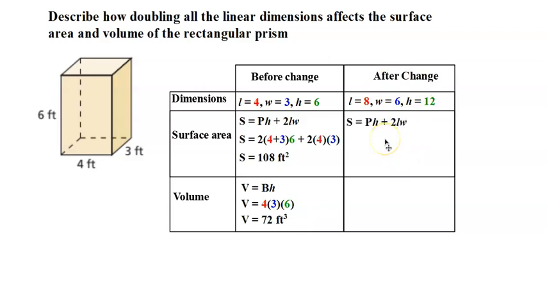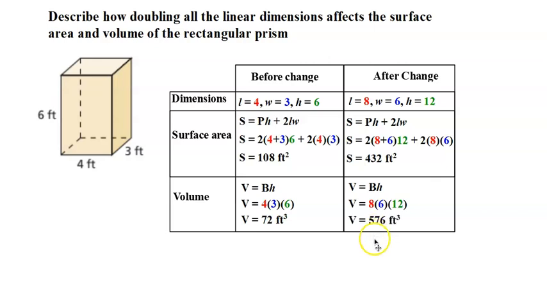Okay, so after the change, what do we get? Same formula, just new numbers. Perimeter is now 2 times (8 plus 6), so 2 times 14 times 12, plus 2 times 8 times 6, which, stick that in your calculator, and you get 432 square feet. And what about volume? Still base times height. Base is still length times width, just a new length and new width. So we have 8 times 6 times 12, which is 576 cubic feet.